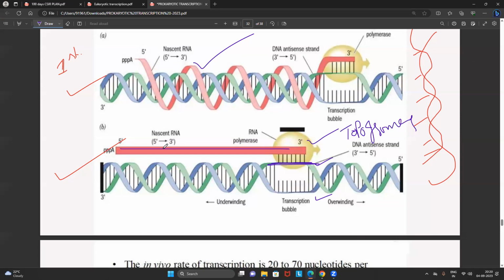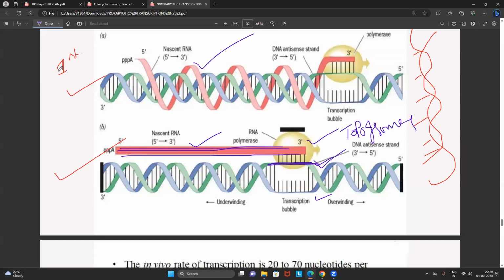But friends, at the end, there will be no problem to dissociate or to remove this RNA from the DNA. It's very, very easy. There is no need to use any kind of enzyme. Why? The RNA polymerase enzyme is moving along the double-stranded DNA and taking one strand as the template and synthesizing the mRNA.